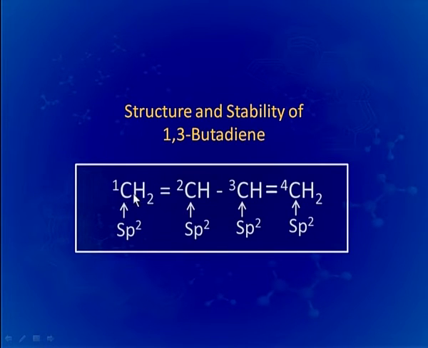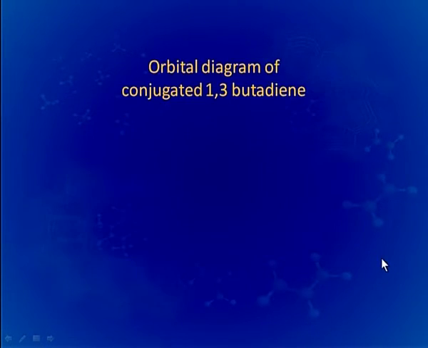Structure and stability of 1,3-butadiene. 1,3-butadiene is the simplest example of conjugated diene. Here we can see that every carbon atom has a pi bond. C2 also has this pi bond, C3 has this pi bond, and C4 also has this pi bond. Therefore, because of the presence of one pi bond, each carbon atom will be sp2 hybridized. Therefore, on every carbon atom there will be an unhybridized p orbital.